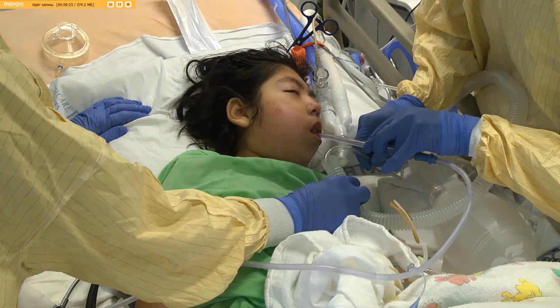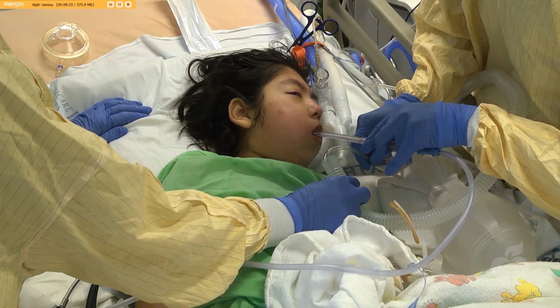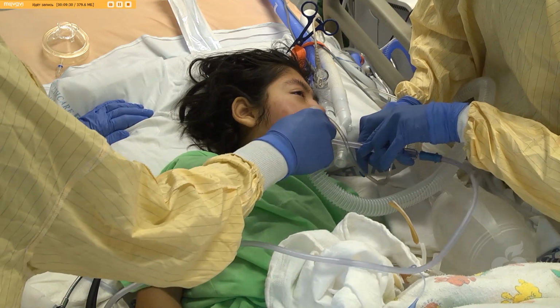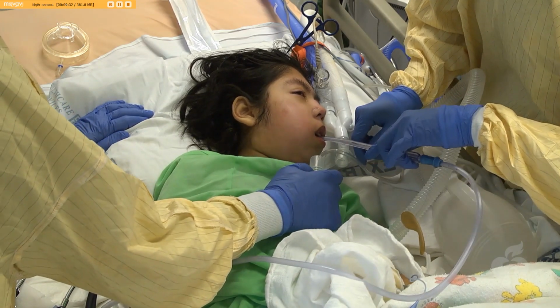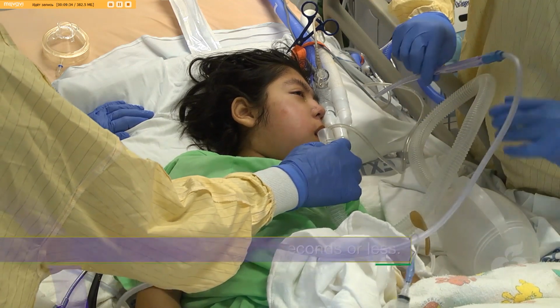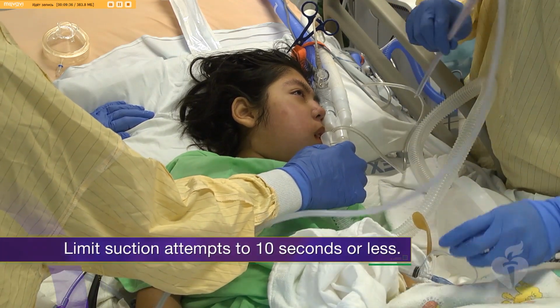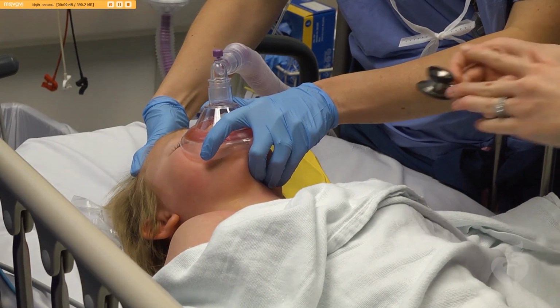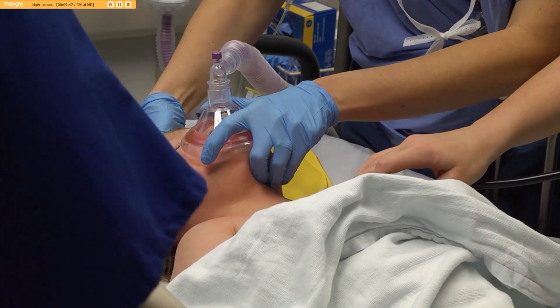To suction the oral pharynx, gently insert the distal end of the suction catheter into the oral pharynx over the tongue. Guide it into the posterior pharynx and apply suction by covering the catheter side opening. At the same time, withdraw the catheter with a rotating or twisting motion. Try to limit suction attempts to 10 seconds or less. This will help reduce the risk of hypoxemia. You may give short periods of 100% oxygen immediately before and after each suctioning attempt.